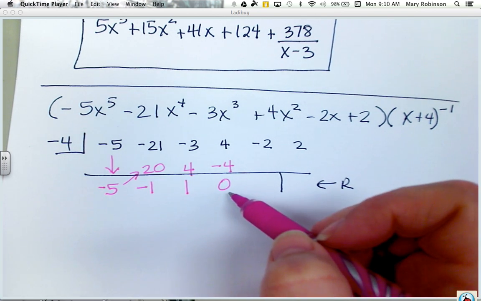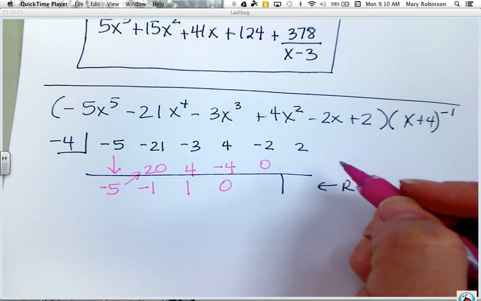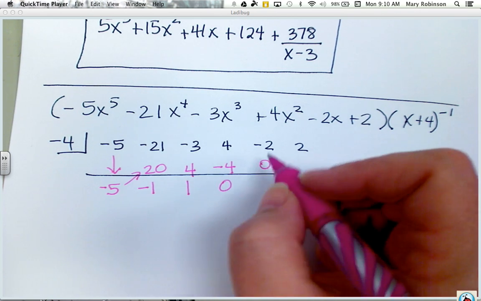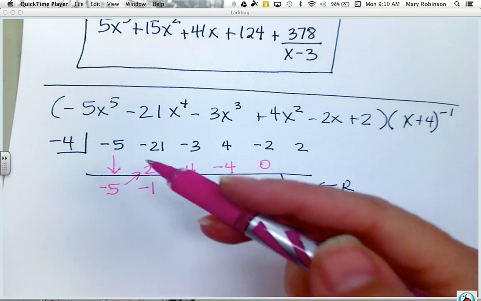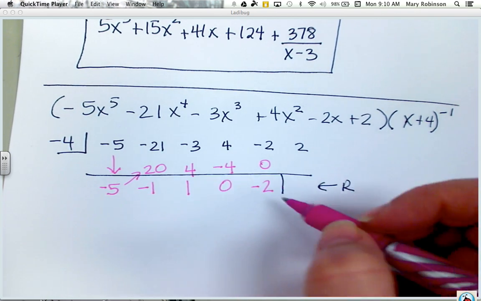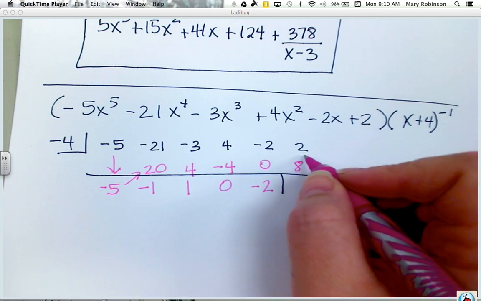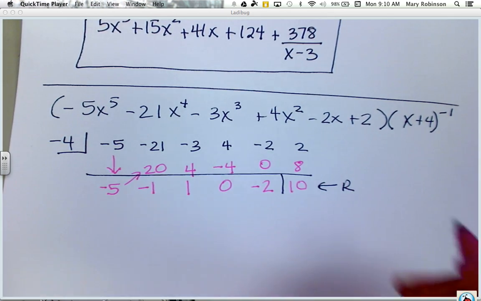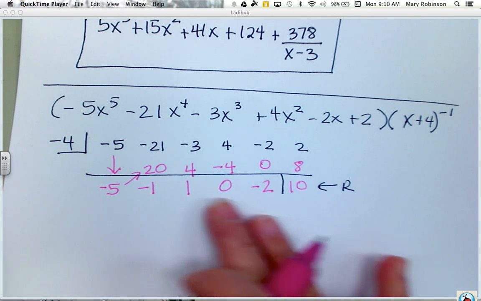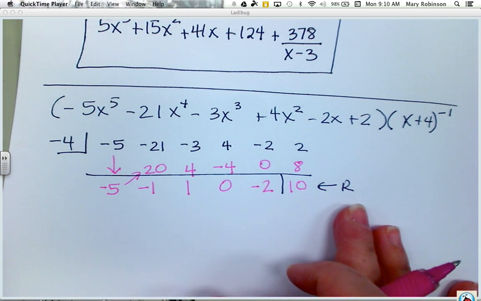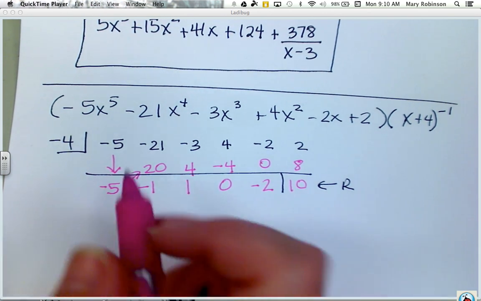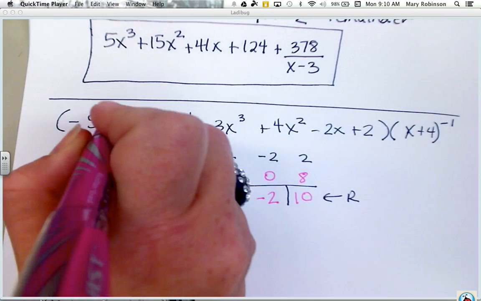Negative 4 times 0 is 0. Negative 2 plus 0 is negative 2. Negative 4 times negative 2 is positive 8. 2 plus 8 is 10. So you can see once you learn the process, that's a minimal amount of work compared to doing the long division process. So remember to write our quotient.